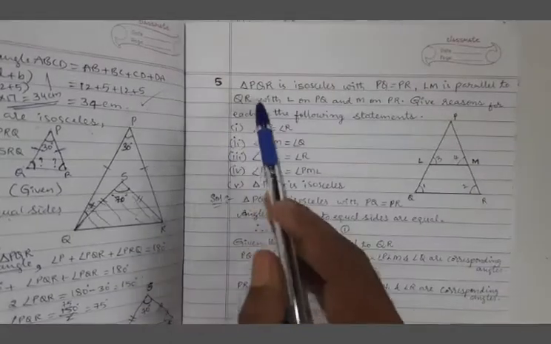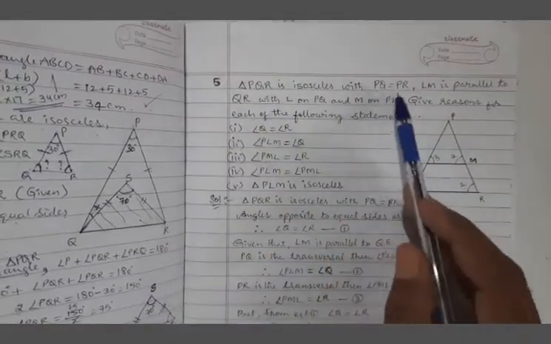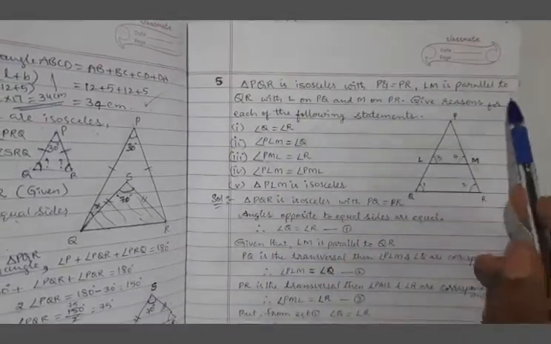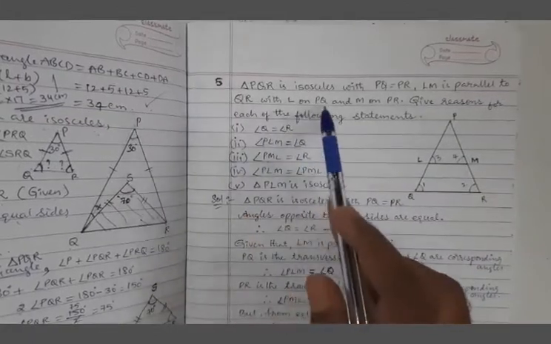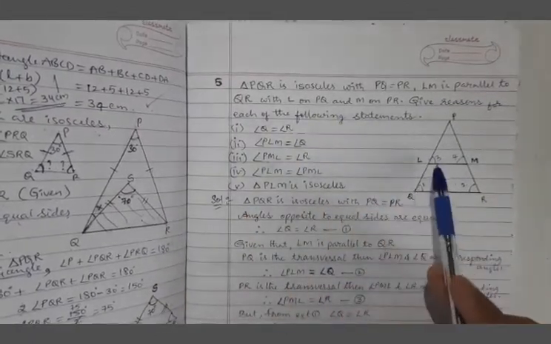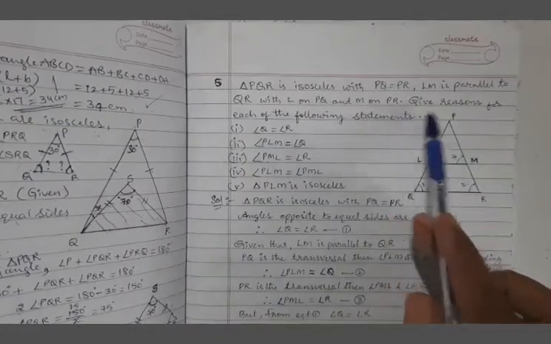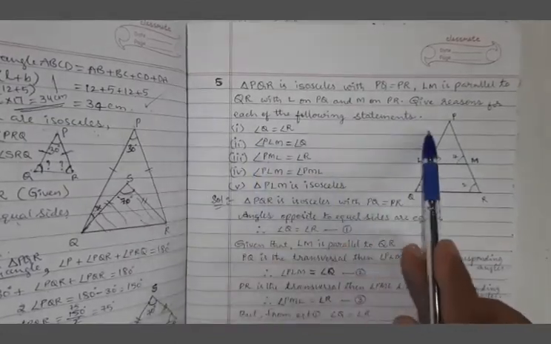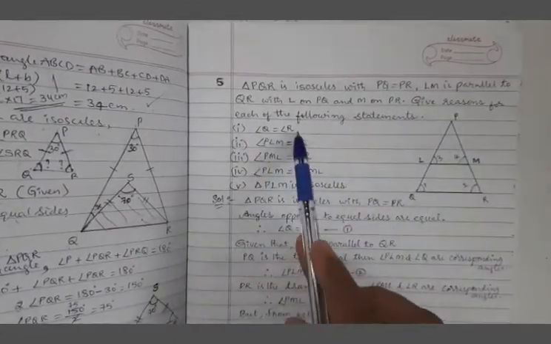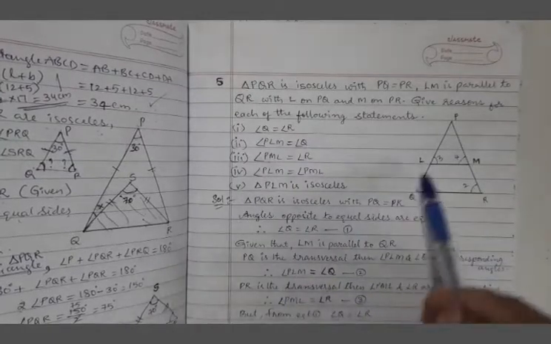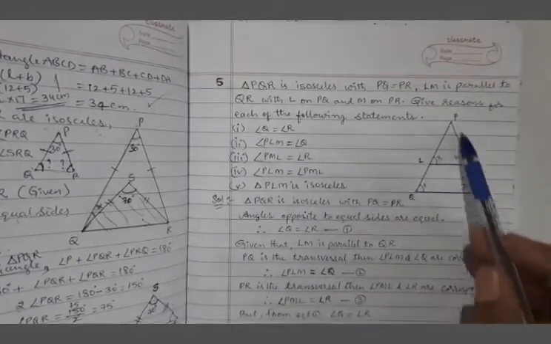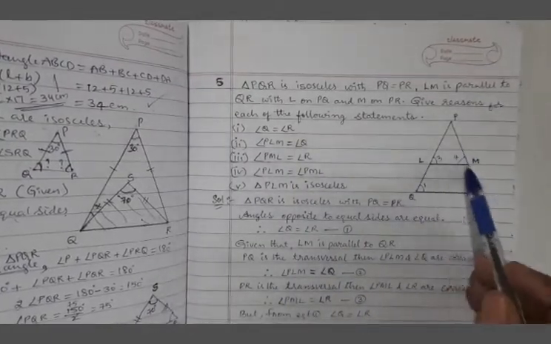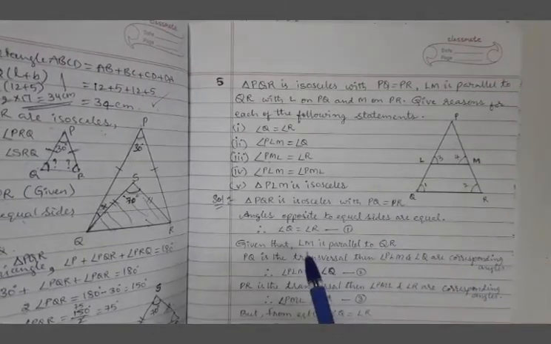Triangle PQR is isosceles with PQ equal to PR. LM is parallel to QR with L on PQ and M on PR. Give reasons for each of the following statements. Angle Q is equal to angle R. So, observe here, in triangle PQR, don't observe the complete one. This line you forget now for the first part of the problem.